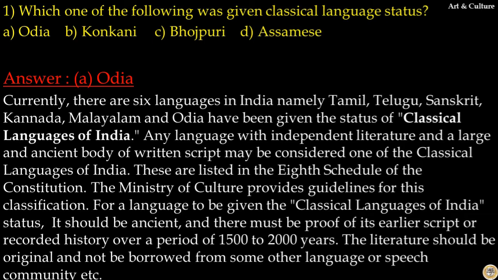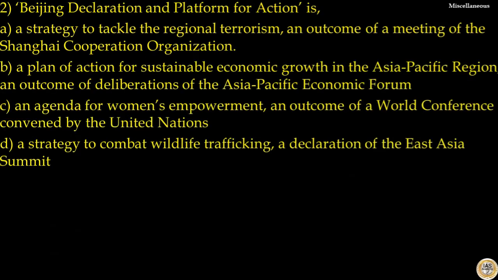For a language to be given the classical languages of India status, it should be ancient. There must be proof of its earlier script or recorded history over a period of 1500 to 2000 years. The literature should be original and not be borrowed from some other language or speech community, etc. So the answer to this question is option A.